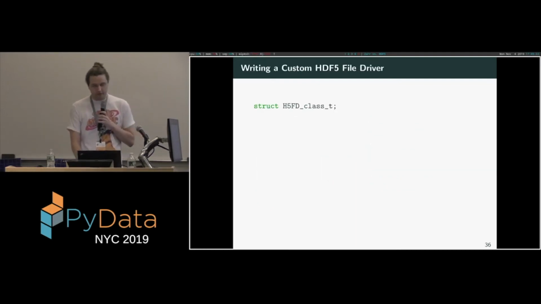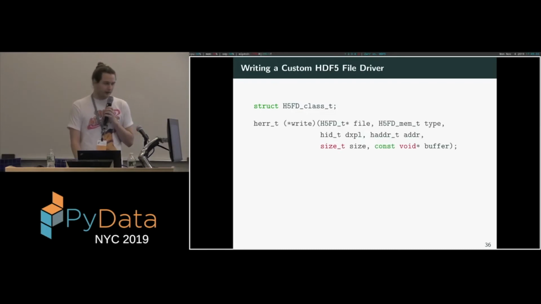So if you want to write a custom file driver in HDF5, you need to fill out this struct called an H5FD, so HDF5 FD for file driver class. This is basically a big virtual function table that tells us how to open and close a file and such. So like I said before, write is going to take a bunch of arguments, and then this haddr_t is the address we want to write to, a buffer, this is the data we want to write, and the size of that buffer. So it says, hey, put these bytes at this address.